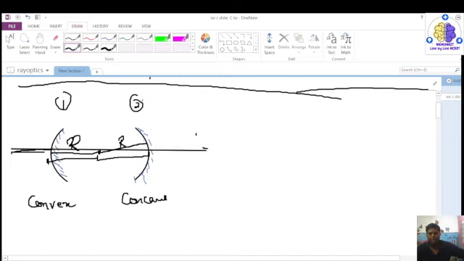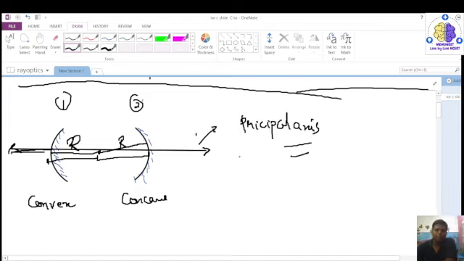And this is a line, not a line segment, it's a line. Then this line is known as the principal axis, right? This line is known as the principal axis. So we have seen the center of curvature, we have seen the radius of curvature, we saw the principal axis.